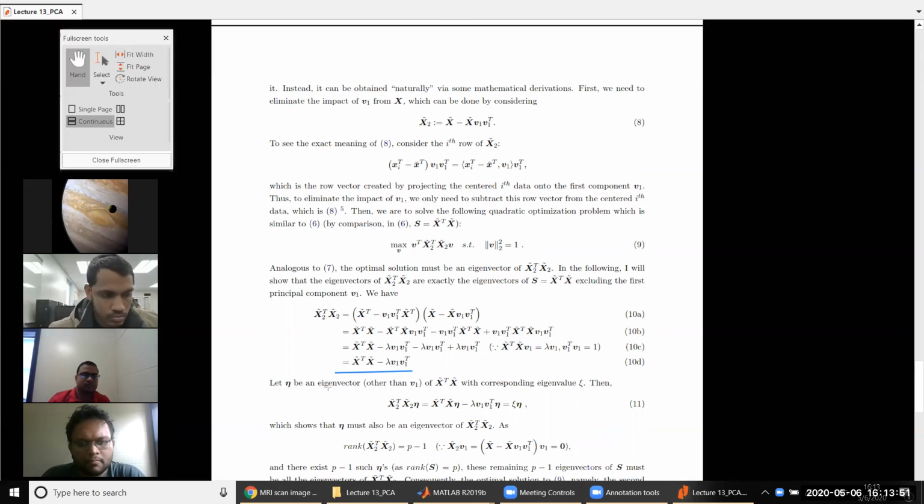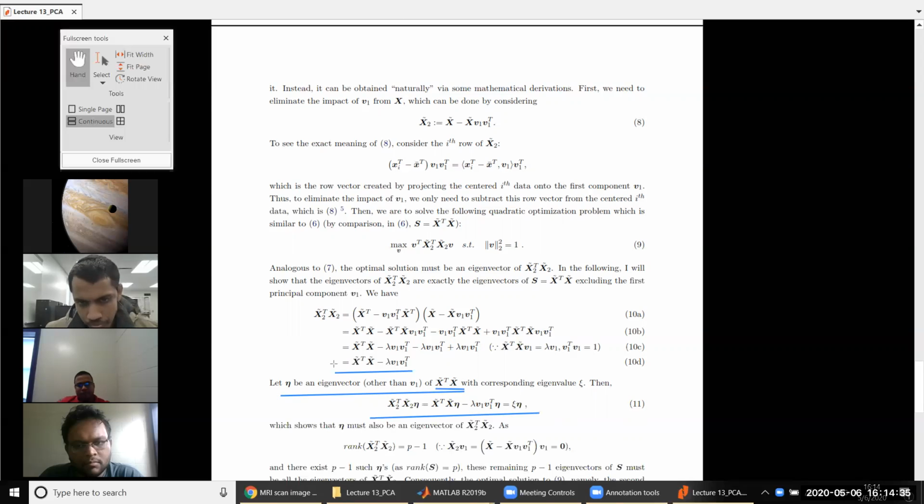Very clear. Okay, now suppose eta is an eigenvector of S. What we can show is that eta must be an eigenvector of X2 tilde transpose X2 tilde. That means all the remaining eigenvectors of S must be eigenvectors of X2 tilde transpose X2 tilde. But still there's a problem. Suppose I have another one, let's call it alpha. Suppose alpha is also an eigenvector of X2 tilde transpose X2 tilde. Is it possible that the corresponding eigenvalue of alpha is greater than or equal to any of these?